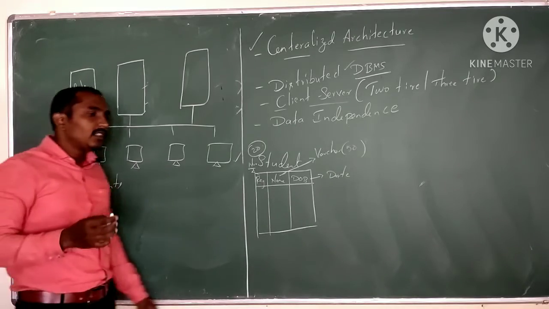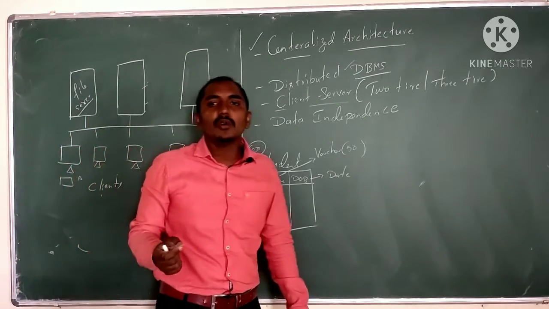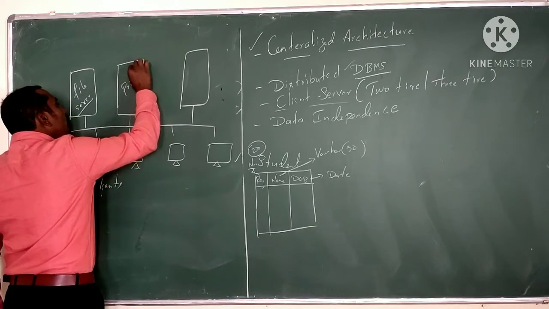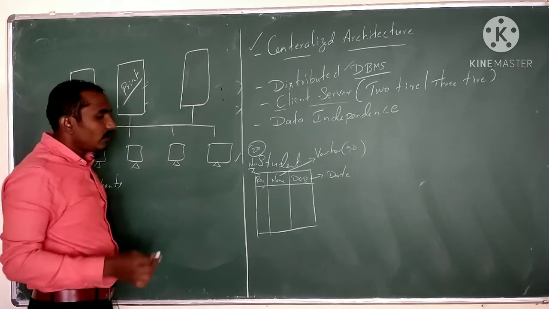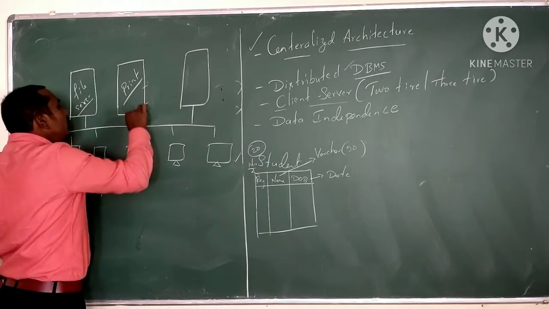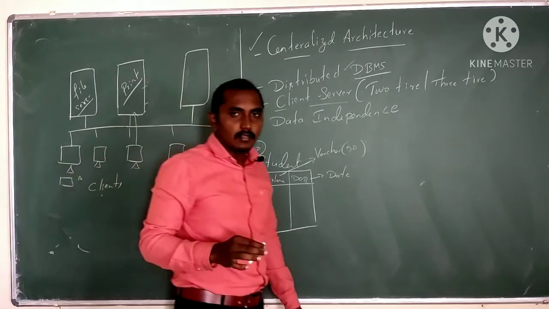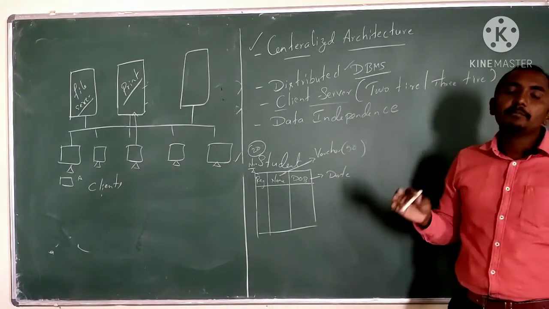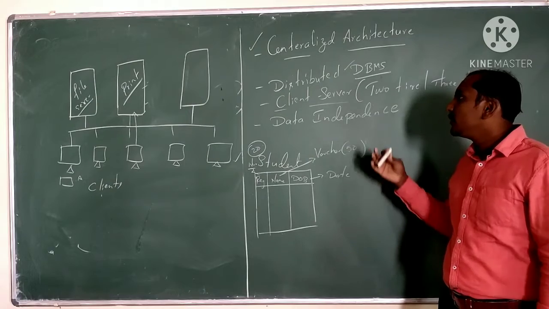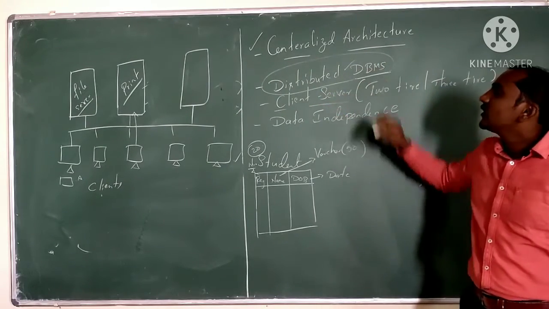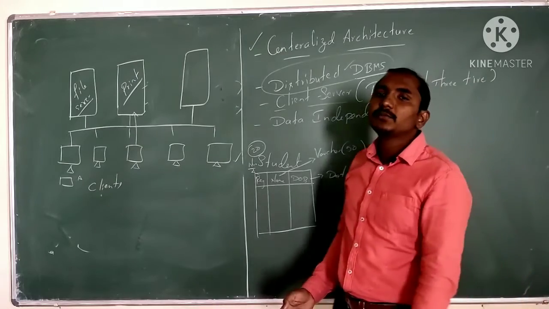Suppose I have some other function, say for example I want to print a given file. In that case the information will be sent to a different server, that is the print server. Like that, the functions will be divided, and based on the functions we are going to have different servers. That is nothing but the distributed database management system.